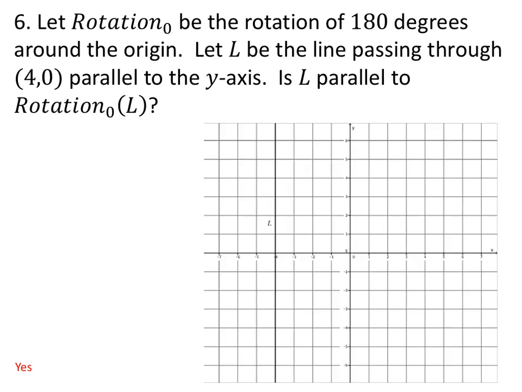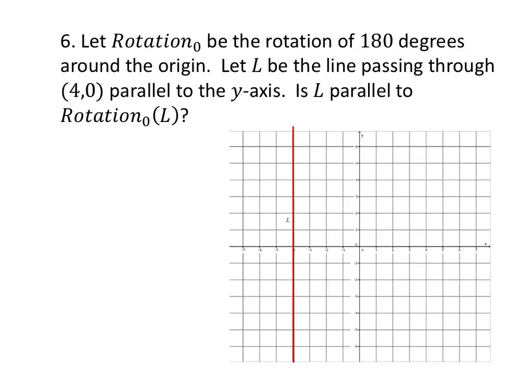All right, take the line that passes through 4, 0. Looks like that should be -4, 0. We'll make it negative. All right, rotate this line, L, which goes through the point -4, 0, and rotate it 180 degrees around the origin. And then answer the question, is L parallel to the rotation L prime?